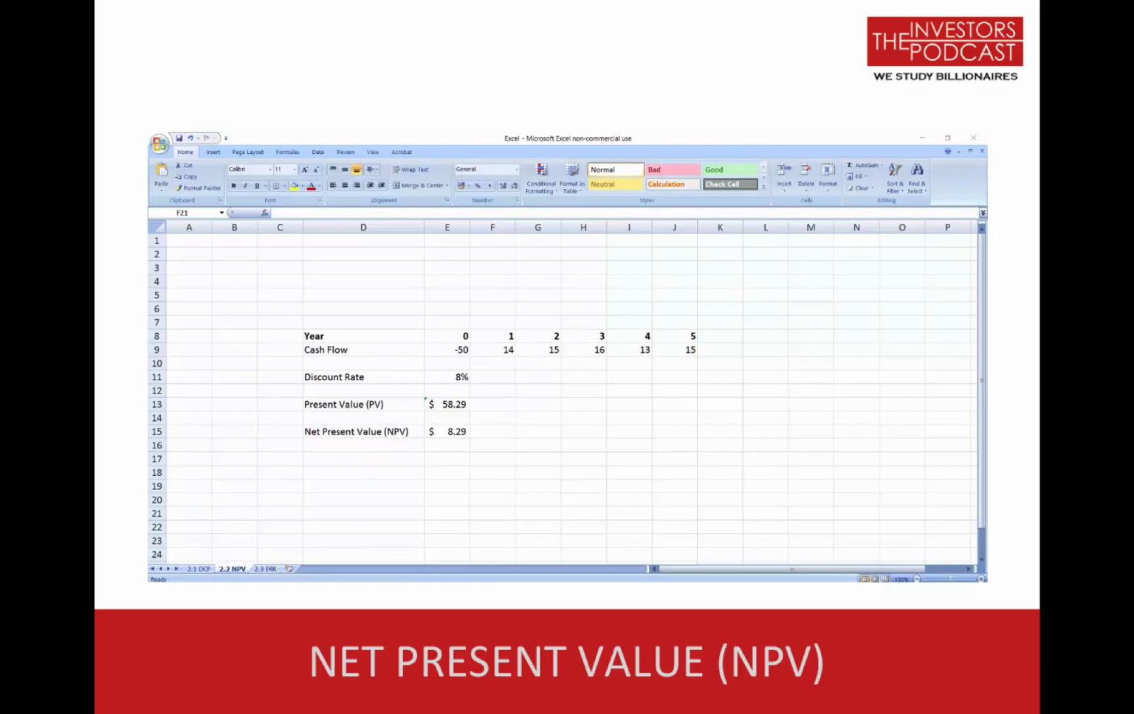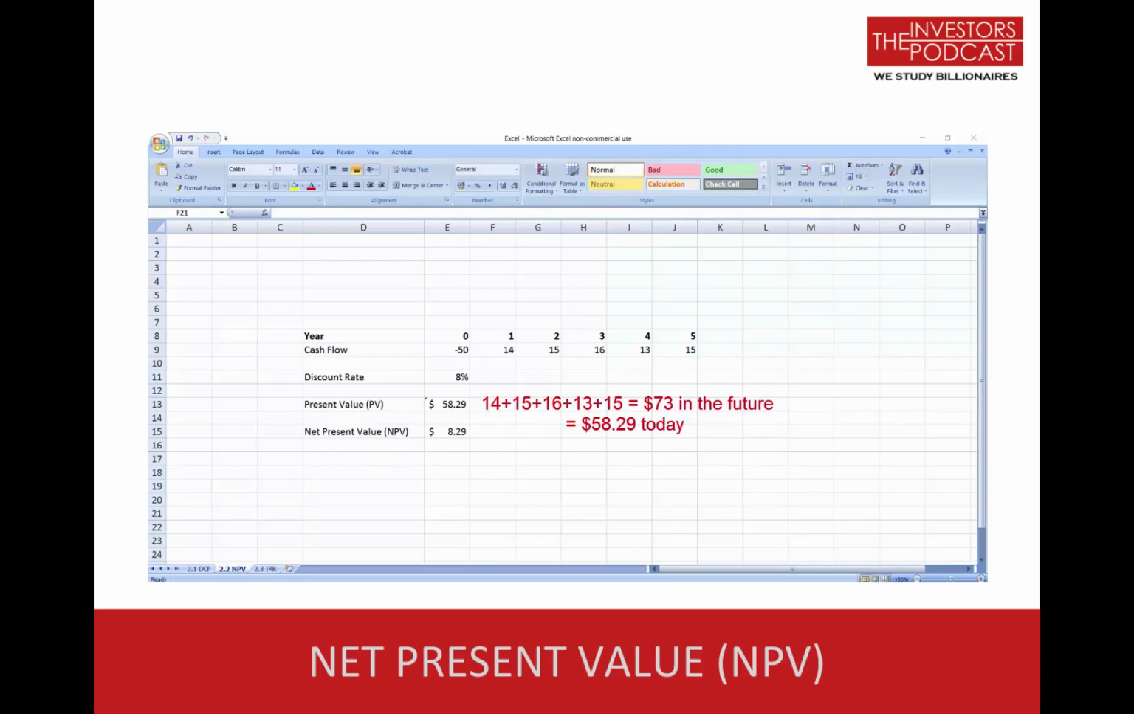The reason why we discount them back to today is that we're making the decision today whether or not to invest in that particular stock at that specific price and whether or not it's profitable. In this example, I've chosen a discount rate of 8%. As we learned in lesson 2.1, choosing a discount rate of 8% is an indication of a very stable and profitable company. If we discount that $73 back to today, we end up with the present value of $58.29.